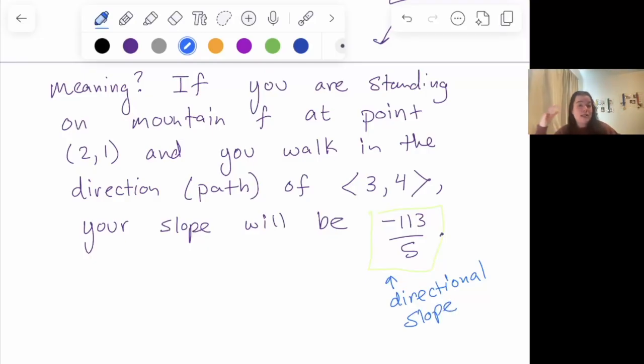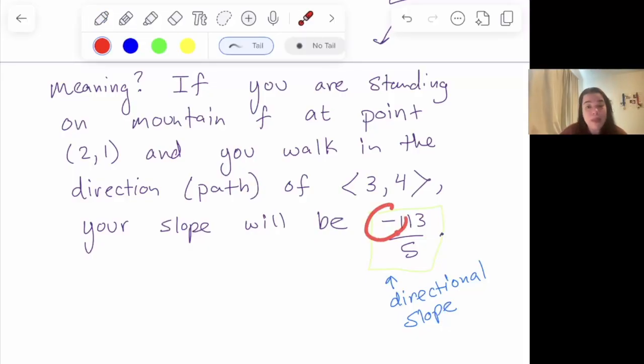So take a moment just to test your understanding. Let's think about this context. If you're standing on a mountain F at the point 2, 1, and you walk in that given path of 3, 4, that vector, are you going uphill or downhill at that moment in time? And if you said downhill, you'd be correct. We know we are walking downhill because our slope is negative. A negative slope indicates that we're going to be walking downhill on this trail.